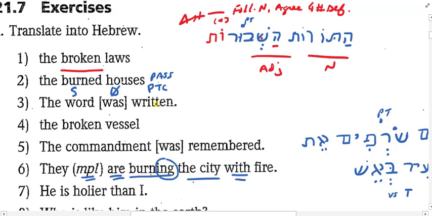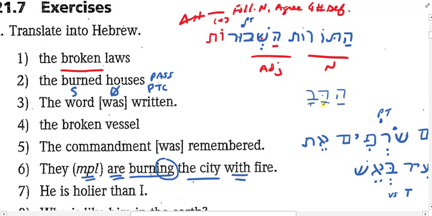Okay? Now, in these situations, does the predicate participle have to go after the noun, the subject noun? No. Predicate participles and adjectives could go first or they could go second. It doesn't matter. They can go in any order. Okay, so we could write this a couple of ways. Let's assume, let's write it after the noun. So I have the word, which is what in Hebrew? Hadavar.